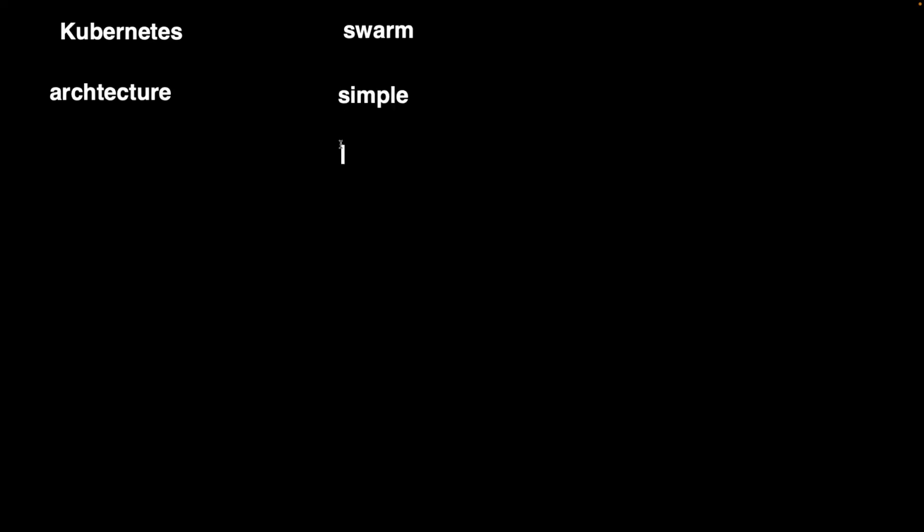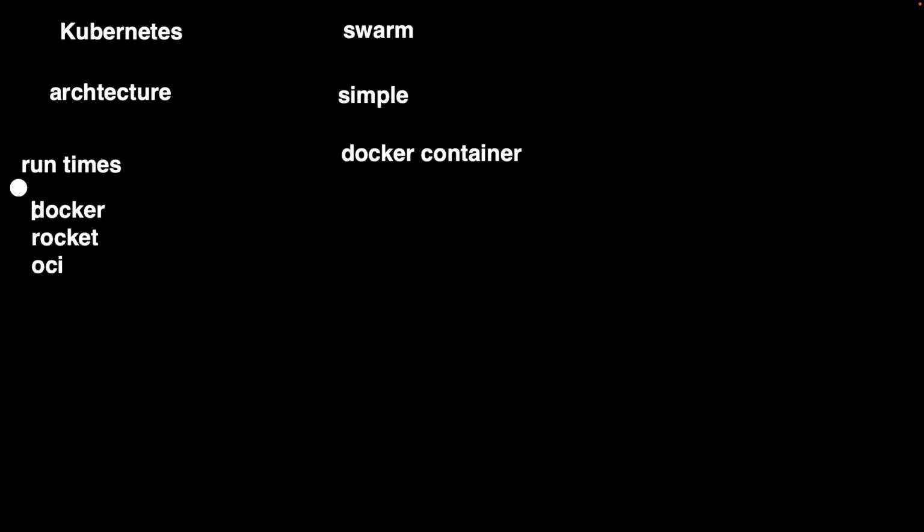In Swarm, you can orchestrate only Docker containers. Whereas in Kubernetes, we can orchestrate containers from different runtimes. You have different runtimes, right? Like we learned, there are other tools along with Docker, like Rocket, OCI containers, and so on. All of those can be orchestrated with Kubernetes, whereas it's only Docker containers for Swarm. Okay, that's the first major difference.